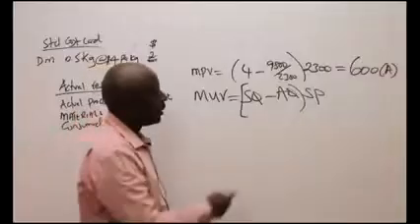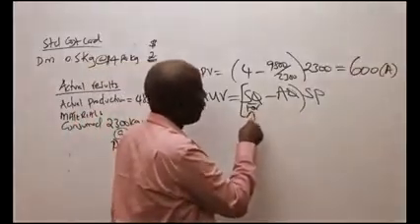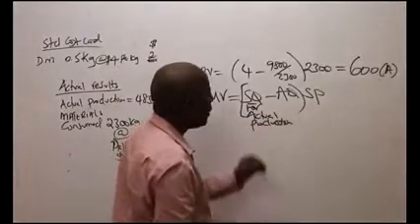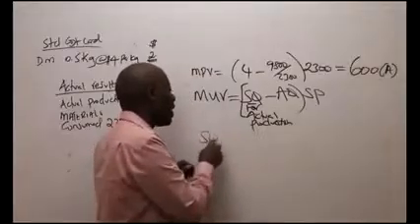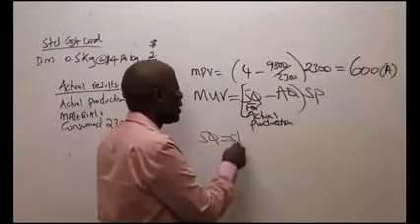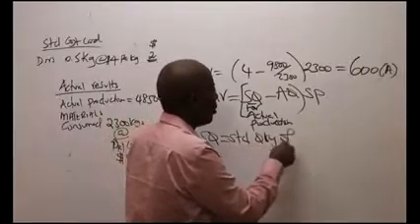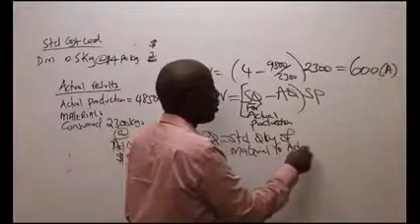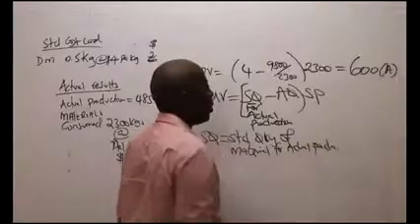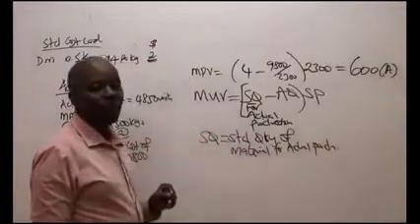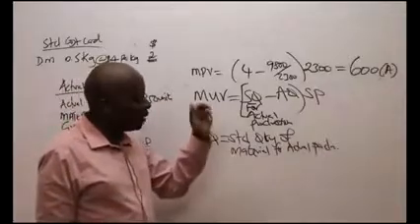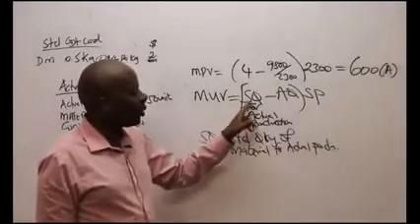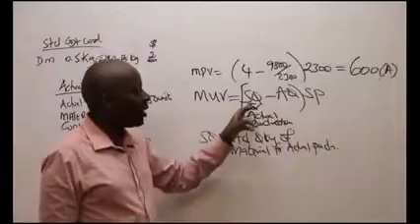Please don't forget that this capital SQ is standard quantity for actual production. It is standard quantity for actual production. And then allow us to write here this in full. This is standard quantity of materials for actual production. Meaning that, ladies and gentlemen, you must involve the number of units here that were actually produced.